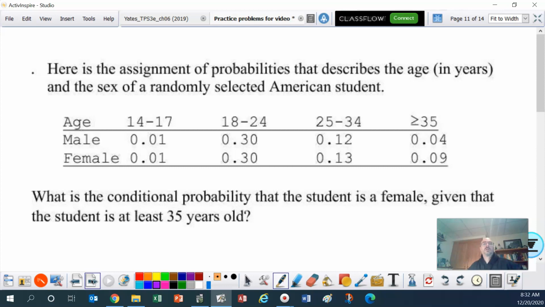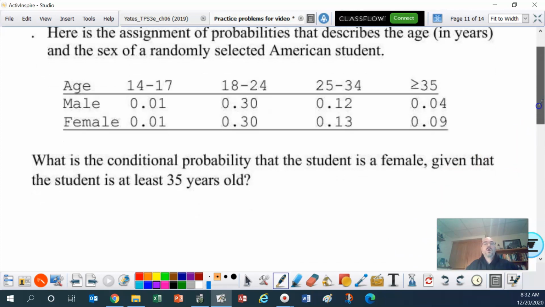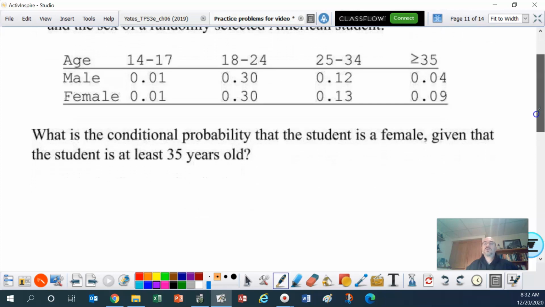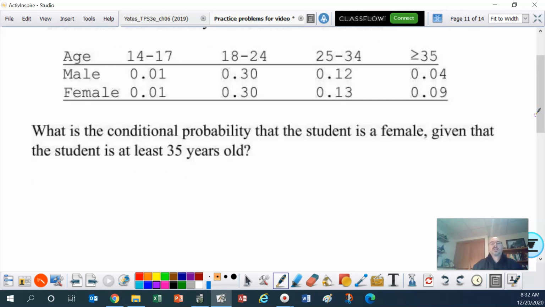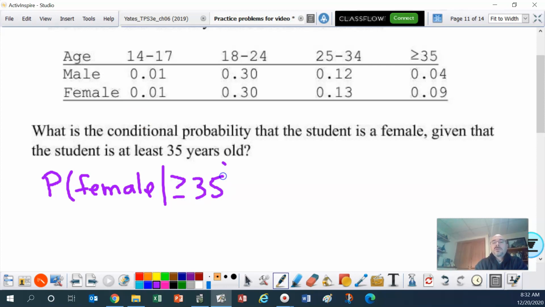All right, moving on. Next one. Here is the assignment of probabilities that describe the age in years and sex of randomly selected American students. What is the conditional probability that the student is female given the student is at least 65 years old? Okay, so let's write this out. The probability of female given at least 35 years old. So I'm just going to use greater than or equal to 35, because that means 35 or older.